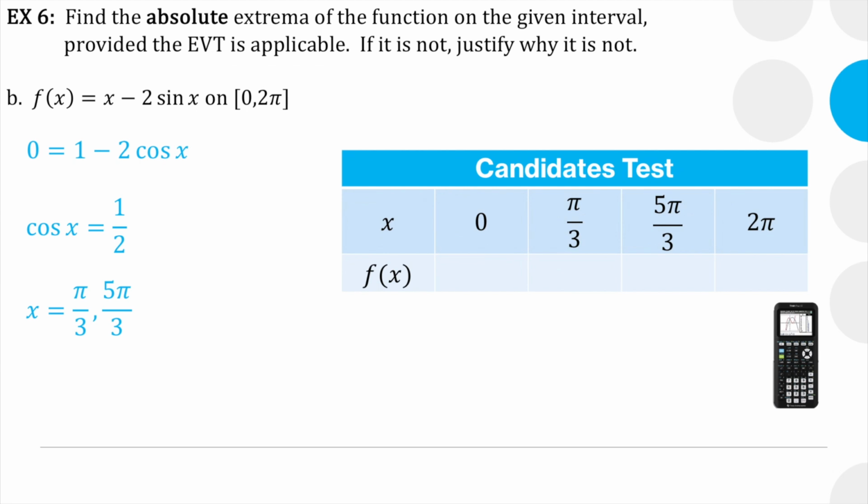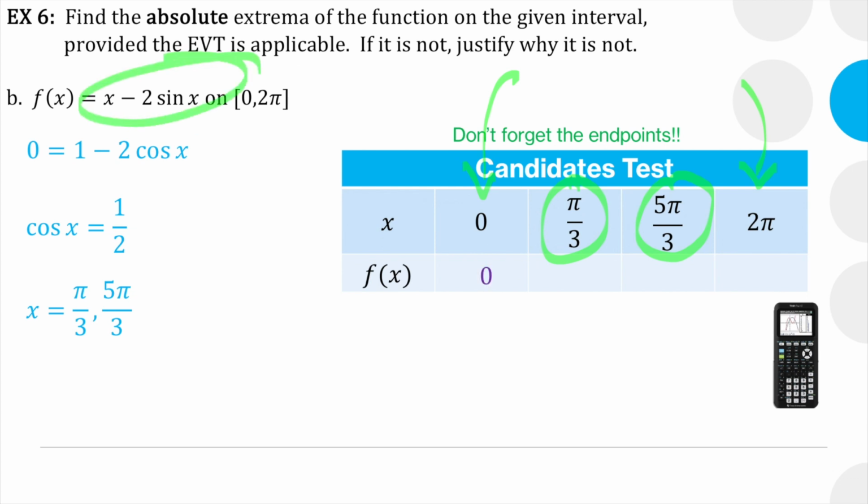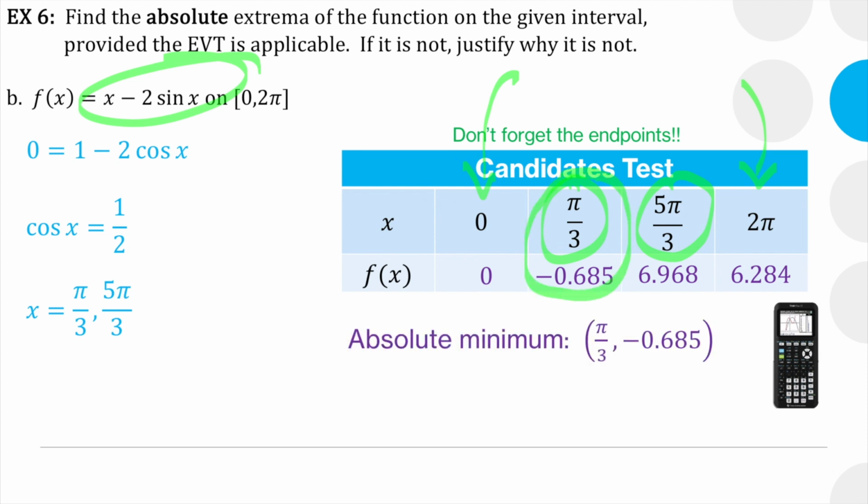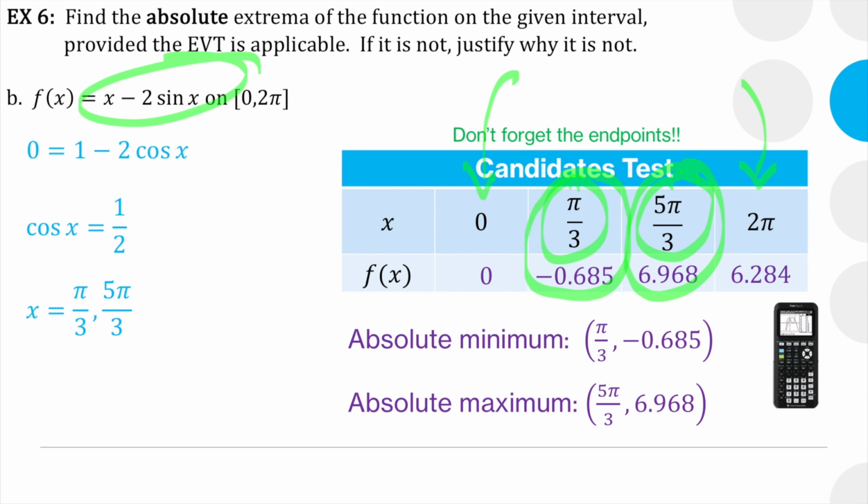And we have our candidates test. So our two zeros are represented, as are our endpoints. Plug each of those in to the original function. Get 0, -0.685, 6.968, and 6.284. So it looks like our absolute minimum value is at pi over 3, and our absolute maximum value is right next to it at 5 pi over 3.